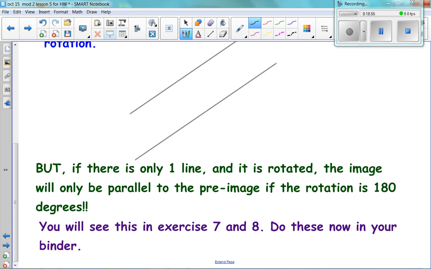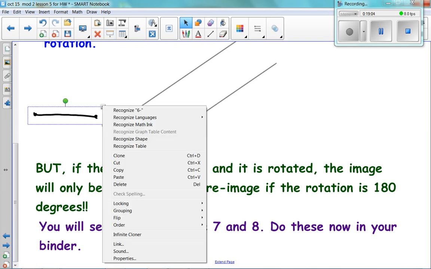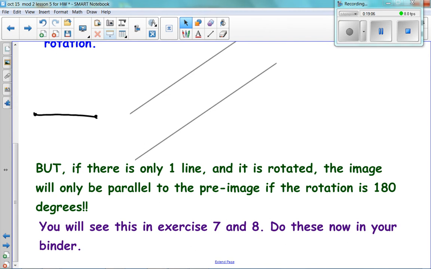Let me just demonstrate. Here's one line. If I decide to rotate this, I will copy the image by drawing over it, and then I will turn the red image. But you see, it's not parallel. But if I turn it 180 degrees, it is parallel. Okay, so try exercises 7 and 8 now, and let's pause the video.